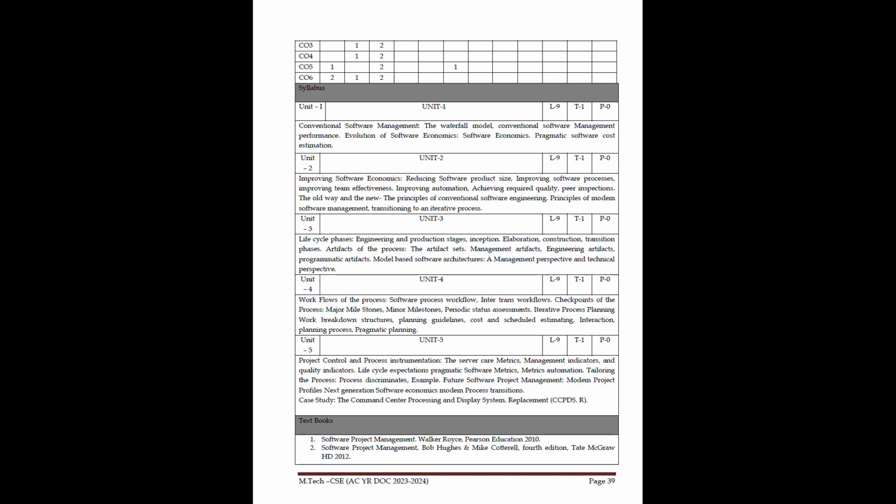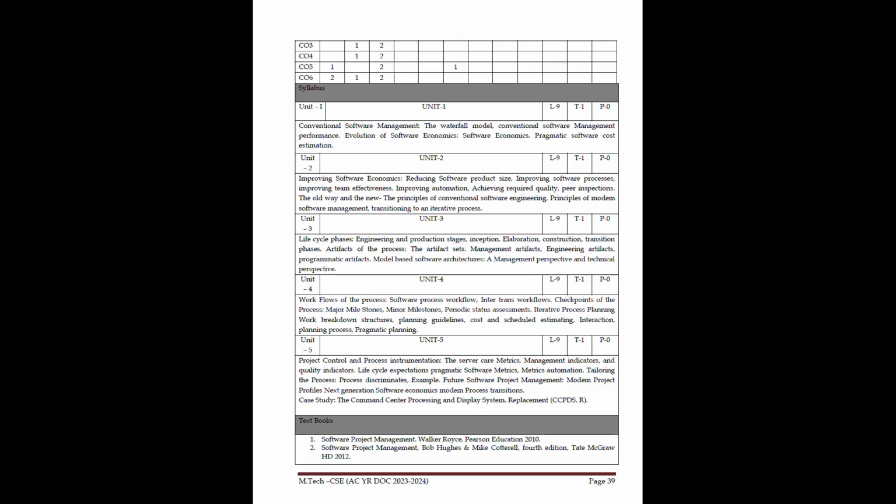And when it comes to Unit 2, you'll be learning about improving software economics, reducing software product size, improving software processes, improving team effectiveness, improving automation, achieving required quality, peer inspections, the old way and the new, principles of conventional software engineering, principles of modern software management, transitioning to an iterative process.